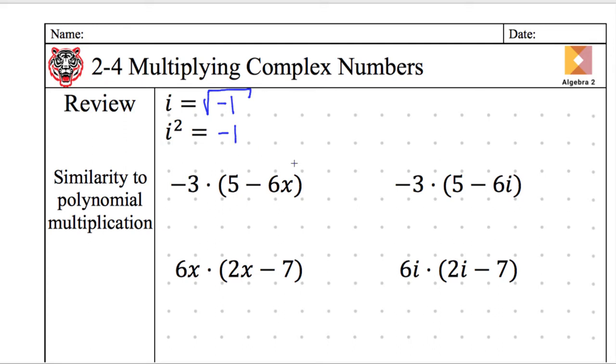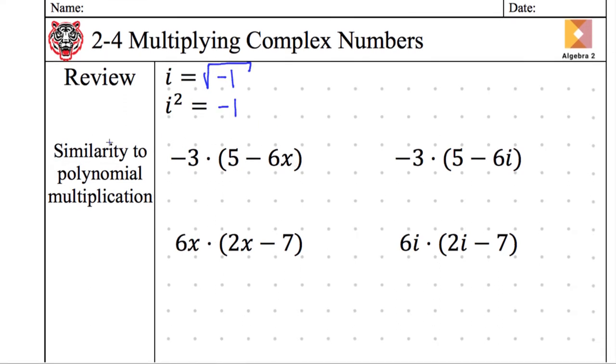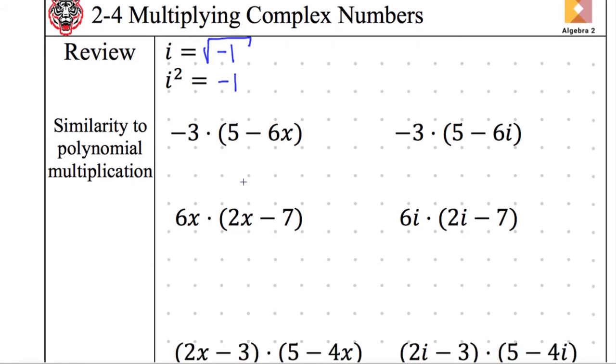Alright, so on Lesson 2-3, I kind of informally talked about the similarity to polynomial addition. Now I'm explicitly showing you how polynomial multiplication looks like our complex multiplication. So you already know how to do this. When I have this polynomial -3 multiplied by this binomial, I just distribute the -3 into the 5, and distribute that -3 into the -6. Remember to keep the sign in front. -3 times 5 is -15, and -3 times -6 is a positive 18x.